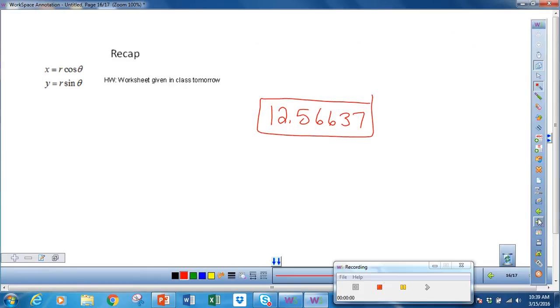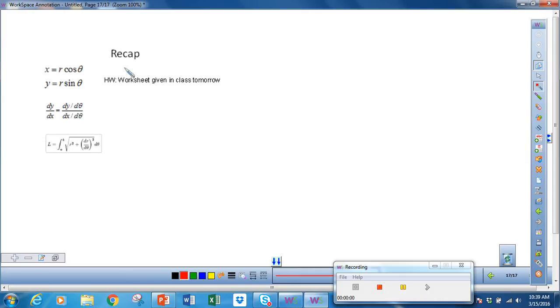I do want to recap what we've learned so far. One of the things that we really need to know is that x is equal to r cosine theta and y is equal to r sine theta. This comes up so very much. It's really important that you know this. You need to know that dy/dx is equal to (dy/d theta) over (dx/d theta). And finally, it's a good idea to know the arc length of a polar curve because you may see that from time to time.